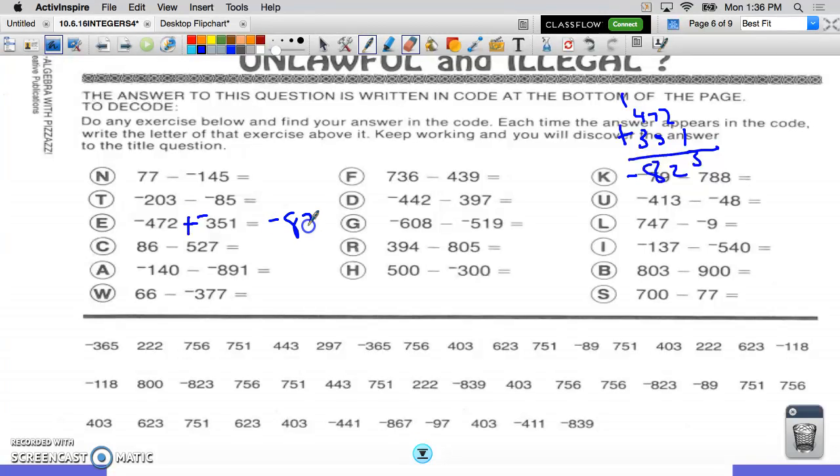So negative 823. Every time I see negative 823, I'm going to put in E. There's one. There's another. There might be more. You find them. I got 2 minutes left on this video, so I'm going to keep going until I run out of time.